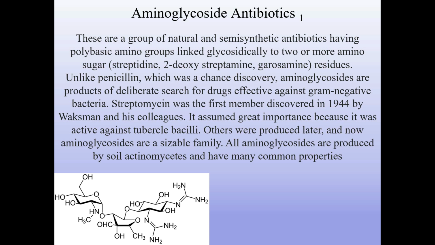sugar residues. Unlike penicillin, which was a chance discovery, aminoglycosides are products of deliberate search for drugs effective against gram-negative bacteria. Streptomycin was the first member discovered in 1944 by Waksman and his colleagues. It assumed great importance because it was active against tubercle bacilli. Others were produced later, and now aminoglycosides are a sizable family. All aminoglycosides are produced by soil actinomycetes and have many common properties.